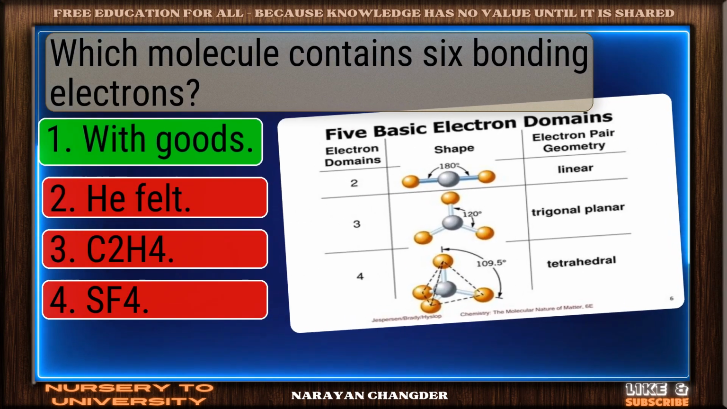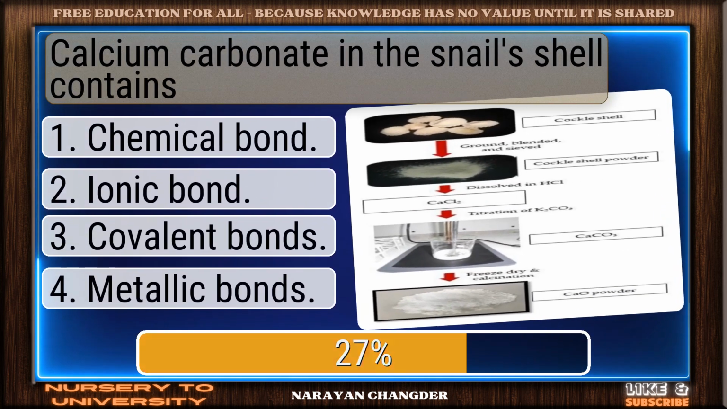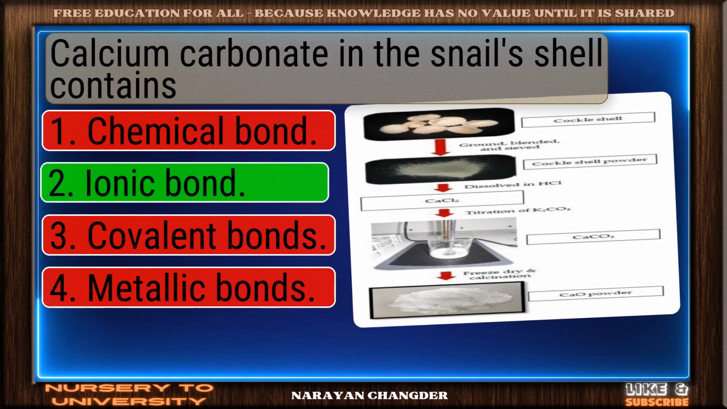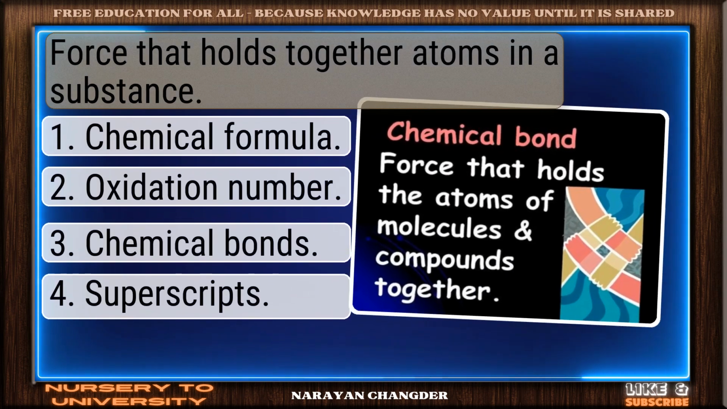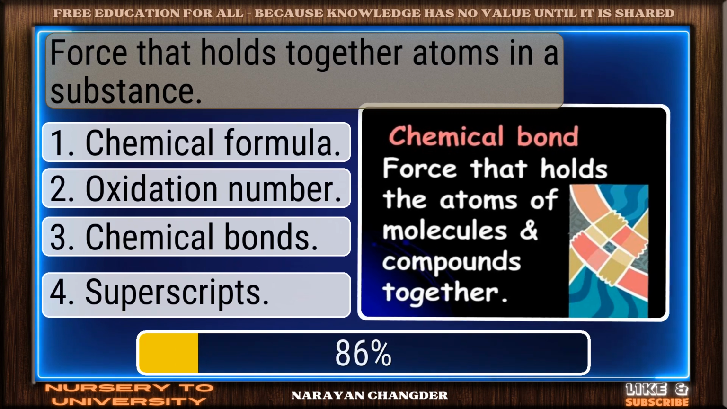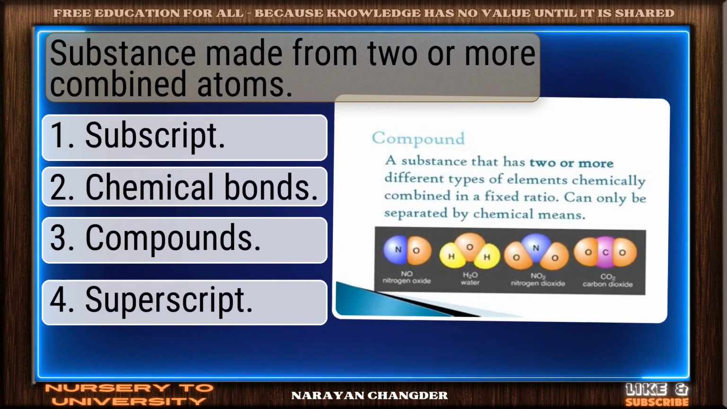You got it, NH3. Calcium carbonate in the snail's shell contains... Well-reasoned, ionic bond. Force that holds together atoms in a substance. Keep it up, chemical bonds. Substance made from 2 or more combined atoms.